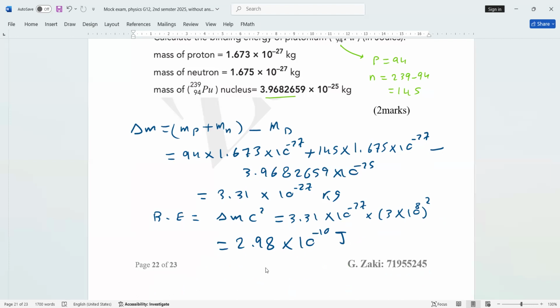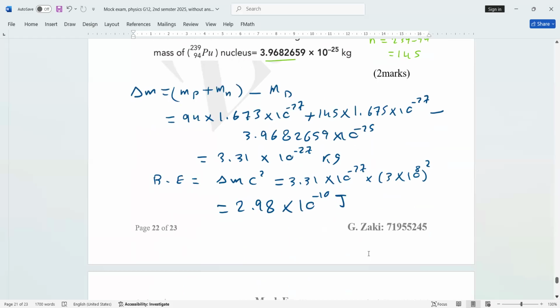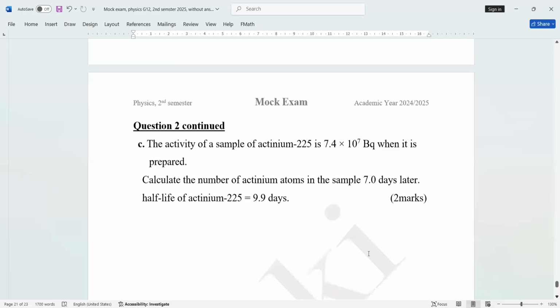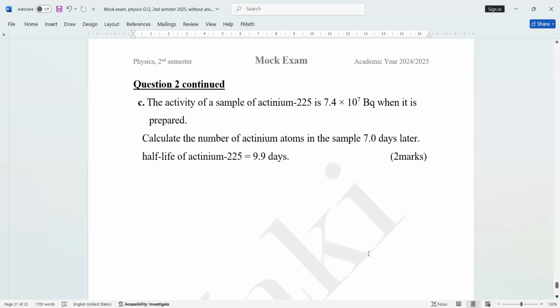Now, last question of the exam is about half-life. The activity, when it is prepared, this is given. This is A note. So given A note, the initial activity, 7.4 times 10 power 7 Bq.